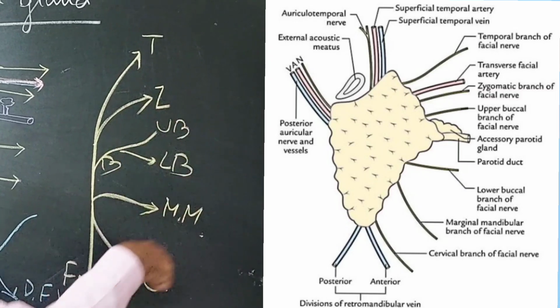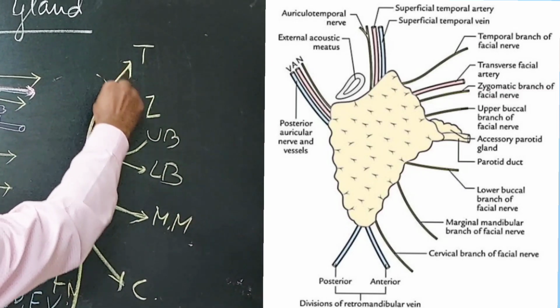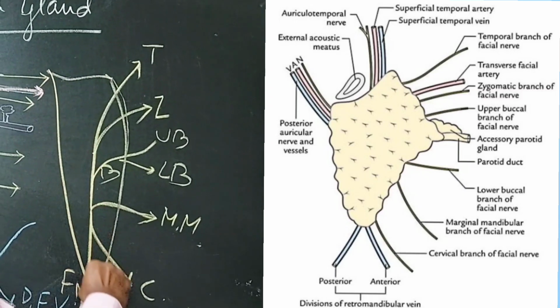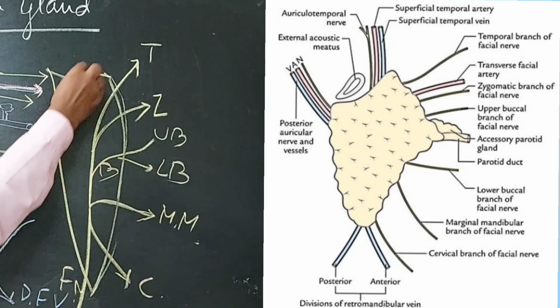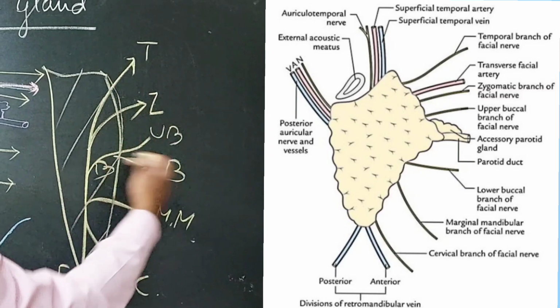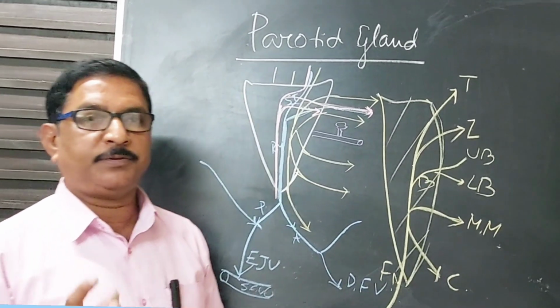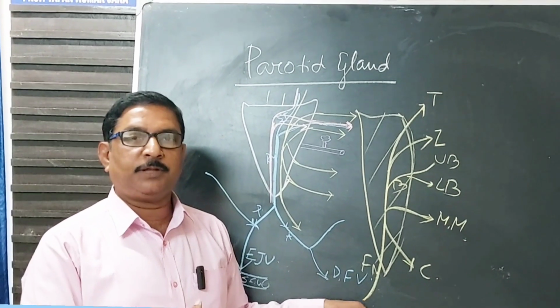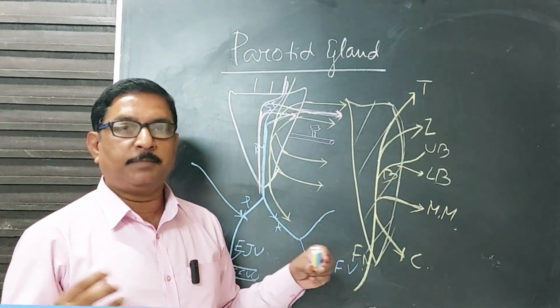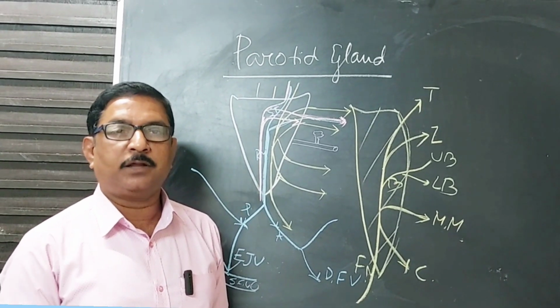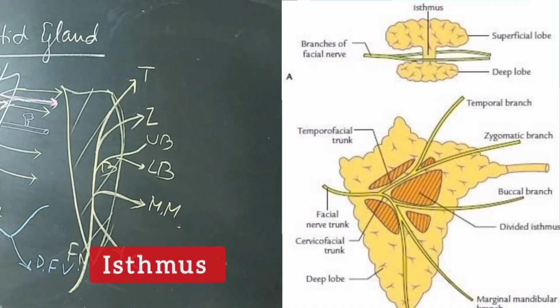So all these are inside the parotid gland, and all these are coming out from the parotid gland. Superficial to the facial nerve is the superficial part of the gland, and deep to the facial nerve is the deep part of the gland. But both these parts are connected by glandular tissue of the parotid gland called the isthmus of the parotid gland.